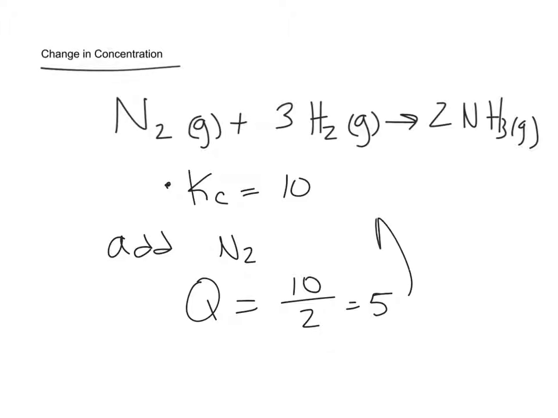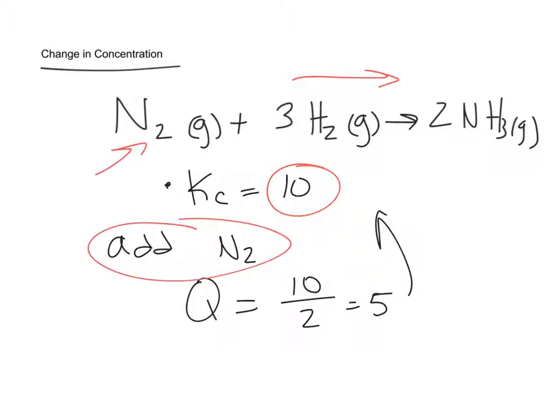Now, the reaction wants to be at 10, so what's going to happen is this reaction is going to shift to the right to try and minimize the reactants and make more products so that it can reestablish the ratio of 10 over 1. By putting something like N2 or H2 into the reaction, it forces it to the right.